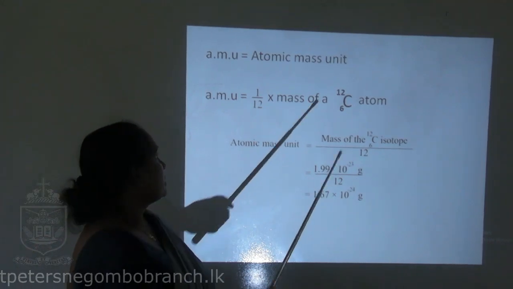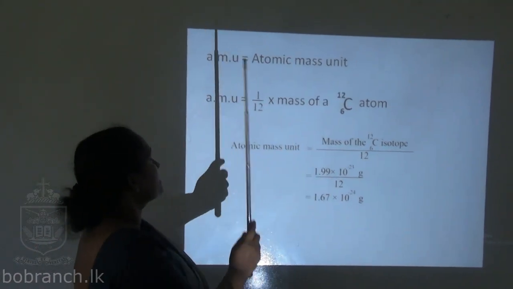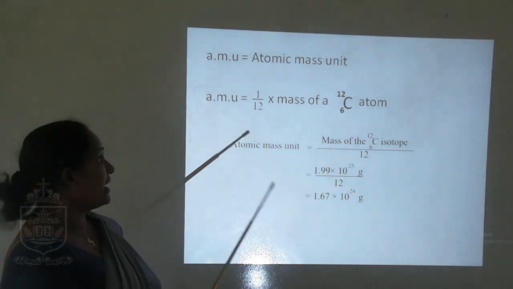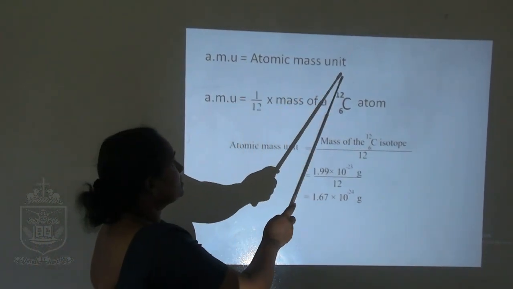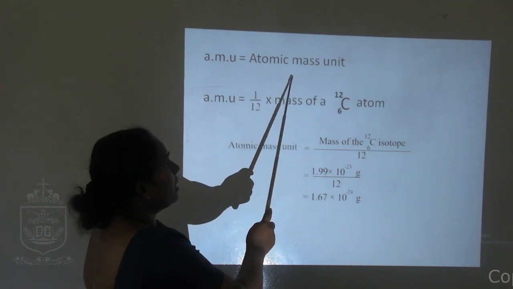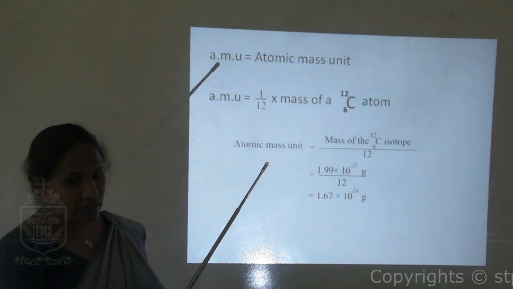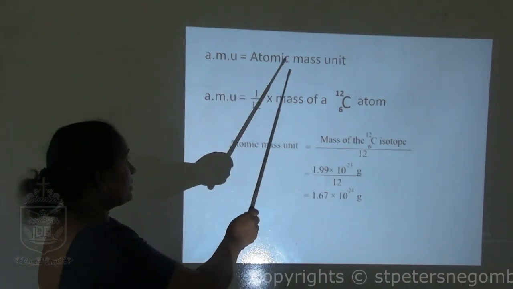Right, the first unit we are going to discuss is AMU, the short form of atomic mass unit. Atomic mass unit. We'll see how to get atomic mass units.